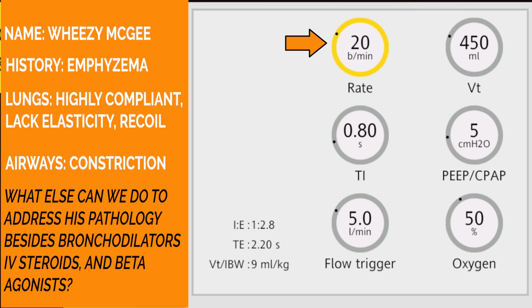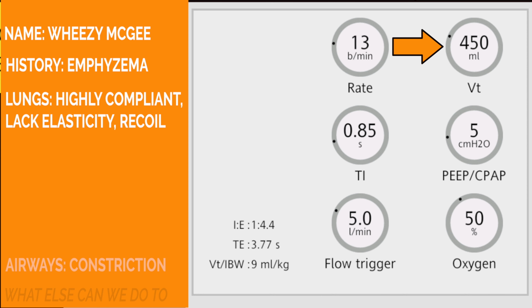The breath rate is too fast. A frequency of 20 shortens the time for expiration, and old obstructed Wheezy needs more time to exhale. After setting the breath rate to lucky 13, I adjusted the inspiratory time to 0.85 seconds, generating an inspiratory to expiratory ratio of 1 to 4.4. These new settings give Wheezy McGee about 3.75 seconds to exhale his 450 milliliter tidal volume passively.